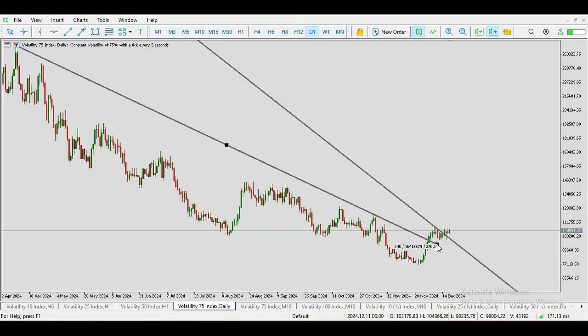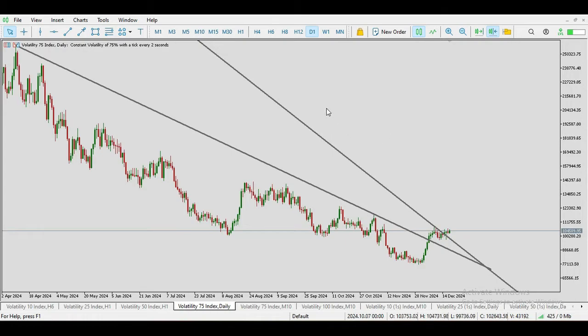We just discovered from our weekly time frame that this is a downtrend. If it's an uptrend, we will be picking out the highs. But since it's a downtrend, we will only be picking out what? The lows. So I will leave it this way. Then I will head over to either my H12 or my H8.